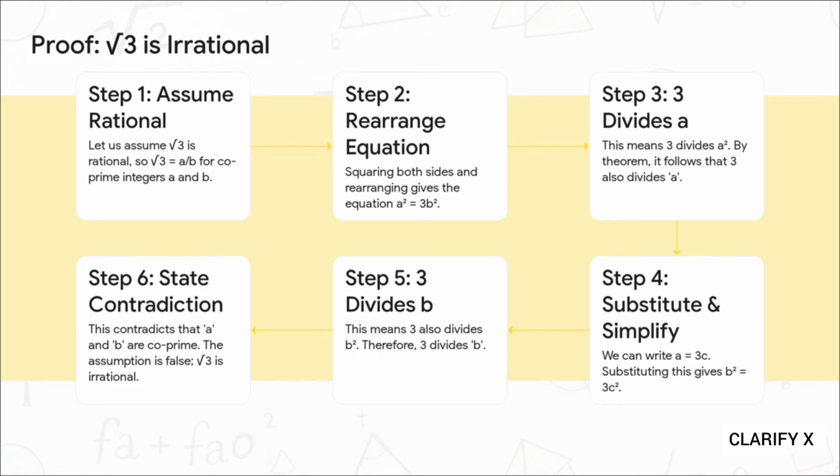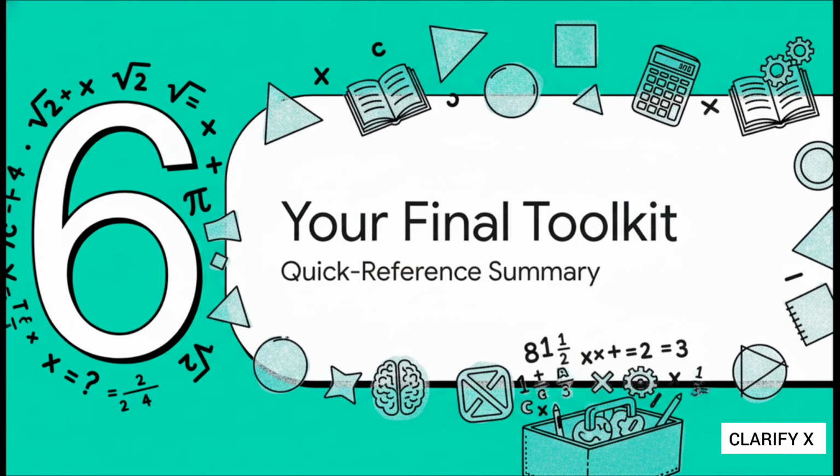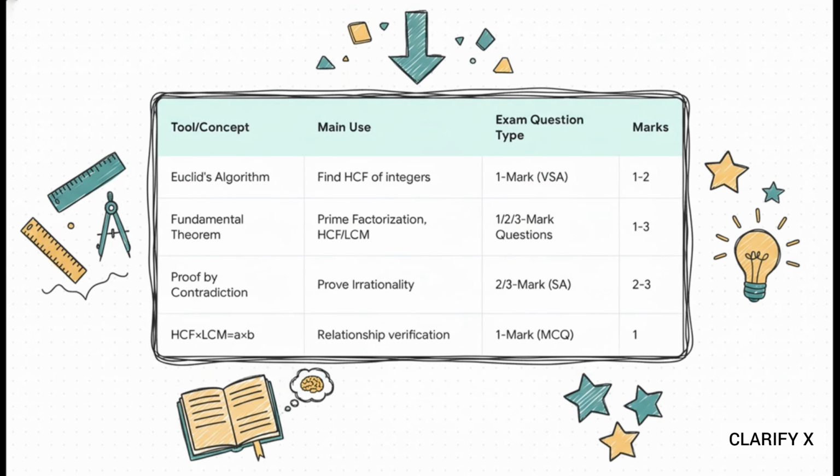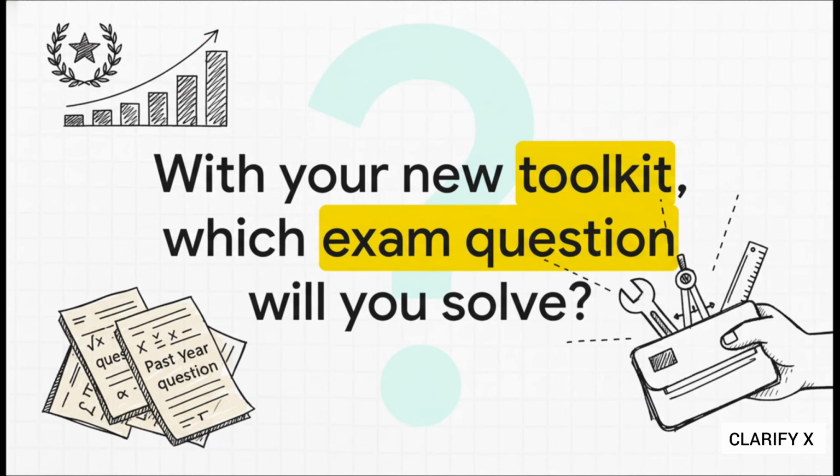Boom, proof complete. Whew, we have covered a lot of ground. So let's pull everything together and summarize your complete toolkit into one super powerful slide. This is perfect for that last-minute revision right before your exam. And here it is, your one-stop shop for real numbers. This little table connects every tool and concept directly to the kind of exam question it solves. And, super important, the number of marks it can get you. So you can use this to really focus your practice on the topics that are going to give you the biggest payoff. So now you have the toolkit, but what's next?